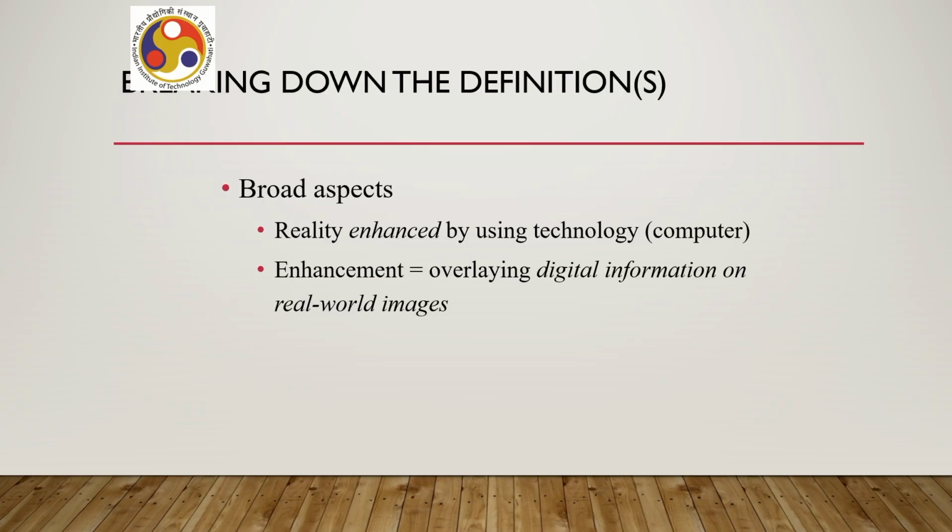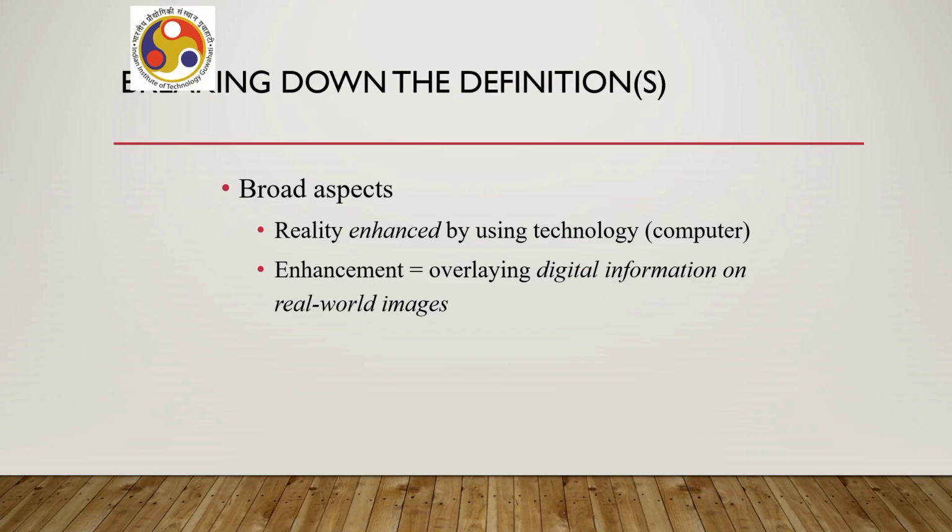Now let us try to break down the definition like we have done in our earlier case, that is, try to identify by breaking down the definition the broad aspects that define an AR system. So the first thing is reality enhanced by using technology, and this enhancement is overlaying digital information on a real world image. That is one of the important characteristics of any AR system: a reality that must be enhanced by some technological use. Here specifically we are referring to computer technology, and this enhancement is basically the overlaying of digital content, digital information, on real world images.